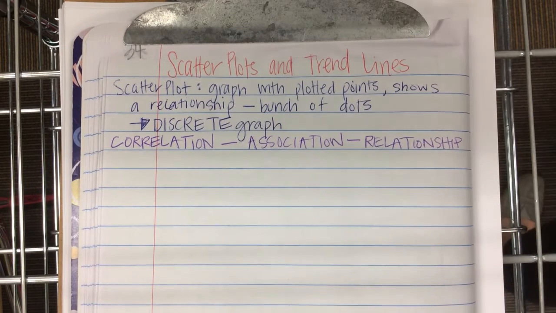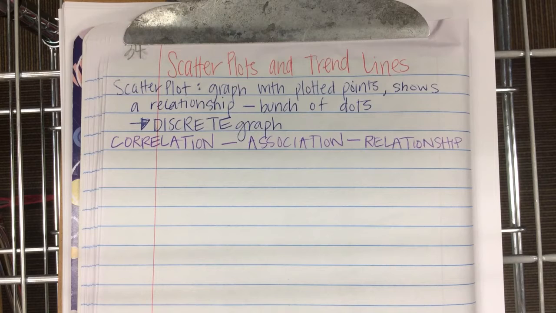Correlation, association, and relationship are all the same term. Different vocabulary, same definition. It's asking you what's the relationship. Is there a correlation? Do the two correlate? What's the association? If something happens, can you predict from there? And there are 3 types of correlation.